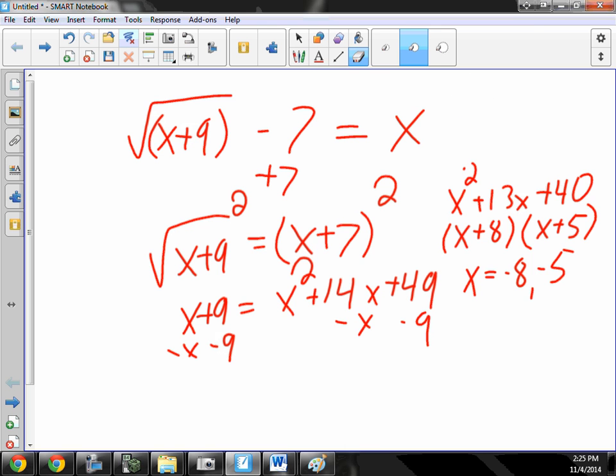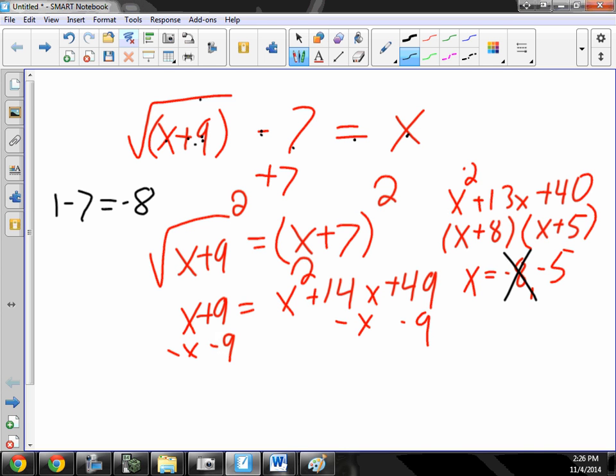So I plug in negative 8. Negative 8 plus 9 is 1. Does 1 minus 7 equal negative 8? No. So negative 8 didn't work.